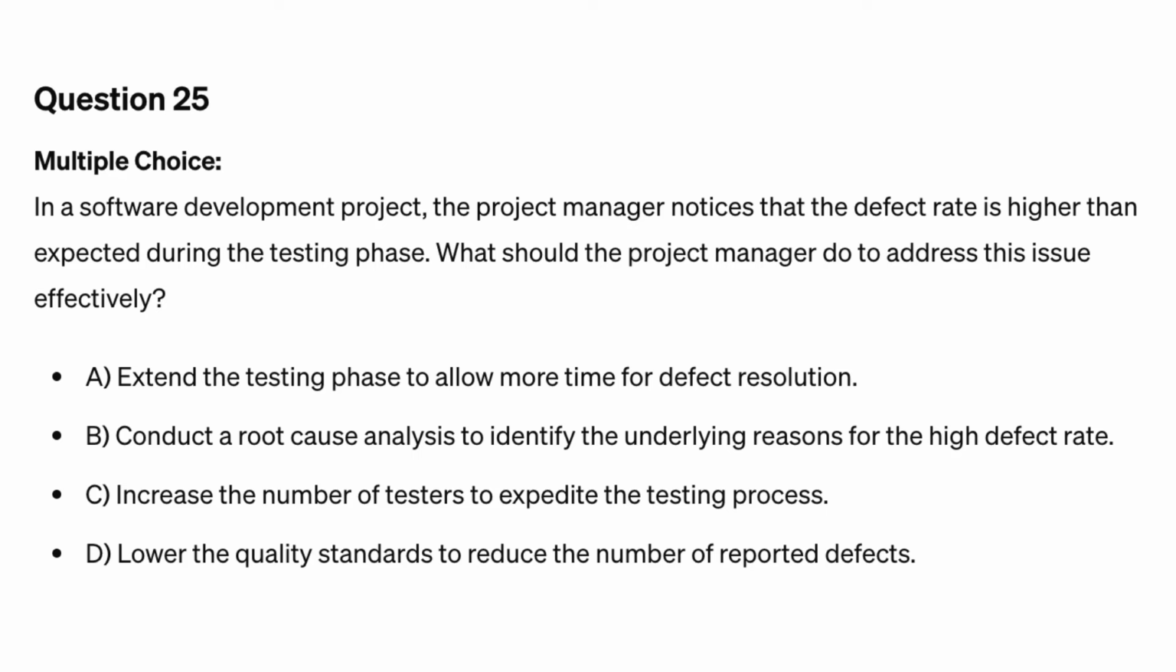Question 25. In a software development project, the project manager notices that the defect rate is higher than expected during the testing phase. What should the project manager do to address this issue effectively? A. Extend the testing phase to allow more time for defect resolution. B. Conduct a root cause analysis to identify the underlying reasons for the high defect rate. C. Increase the number of testers to expedite the testing process. D. Lower the quality standards to reduce the number of reported defects.